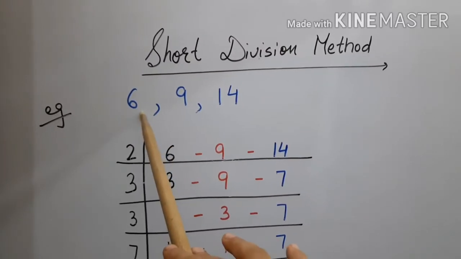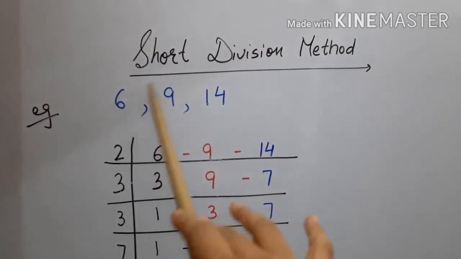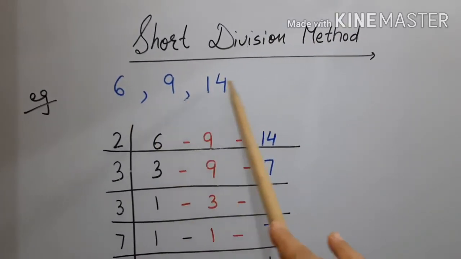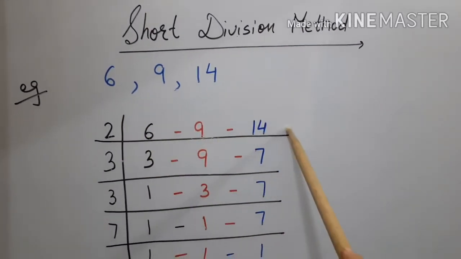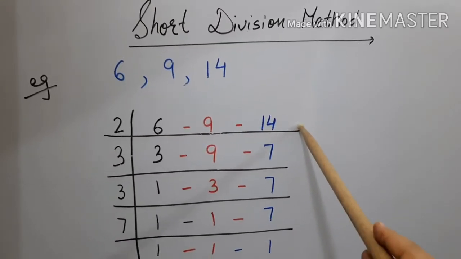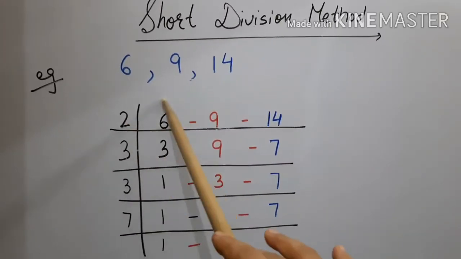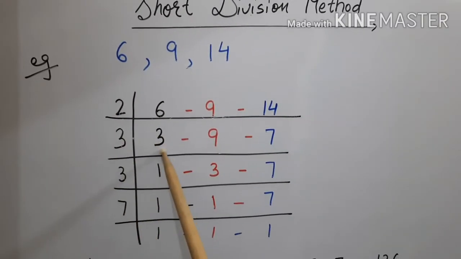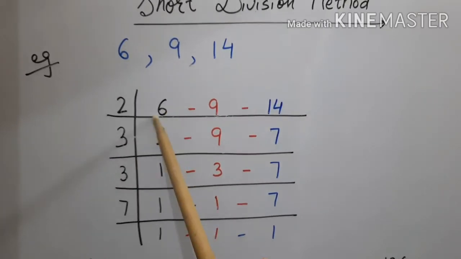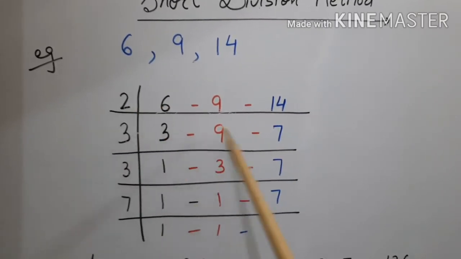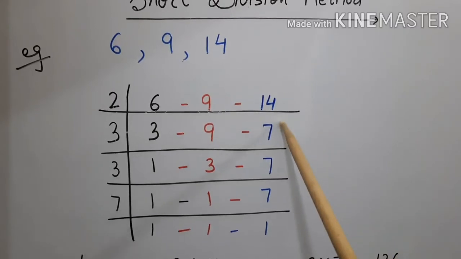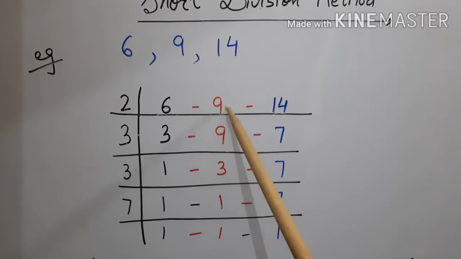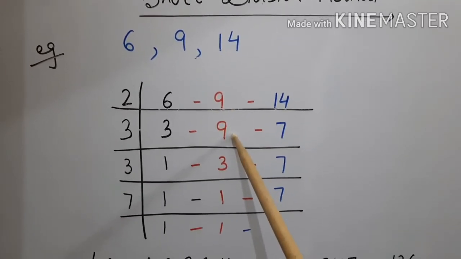Now let us find the LCM of 3 numbers by using the short division method. I take the numbers 6, 9 and 14, and write them like this. Now as I said, we have to use prime numbers. So as 6 comes in the table of 2, I take 2 first. 2 3s are 6, so I write 3 over there. 2 7s are 14, so I write 7 over there. And in the table of 2, 9 is not coming, so we just note down 9 as it is.